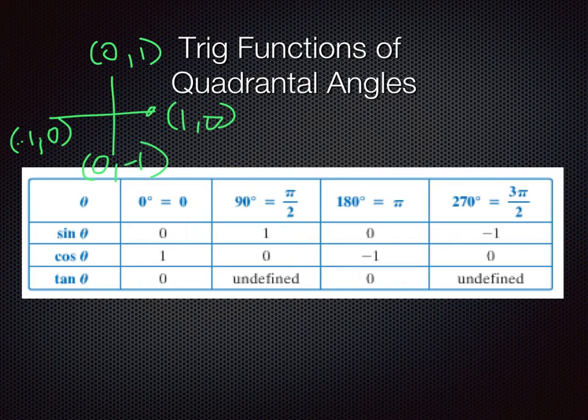Because of those things, sine would be 0 at 0, 1 at 90, which is pi over 2, 0 at 180, negative 1, because it's the y, right? Cosine is the x, which changes from 1 to 0 to negative 1 to 0. And tangent is the y over the x. So at 0, it's 0. At the top, pi over 2, it's undefined. On the left, it's back to 0. And on the bottom, it's undefined.